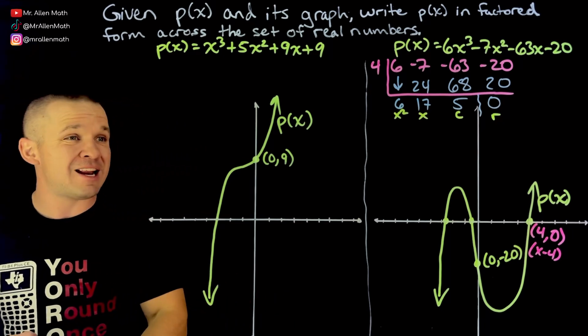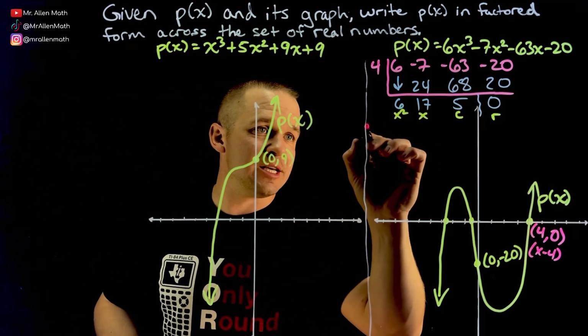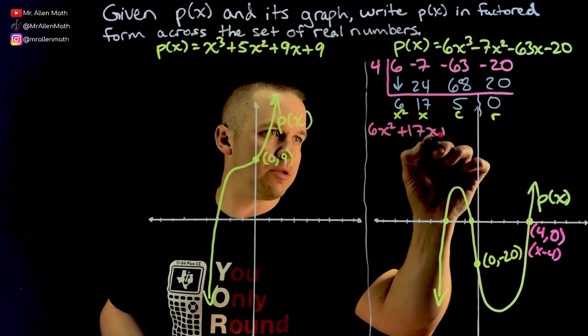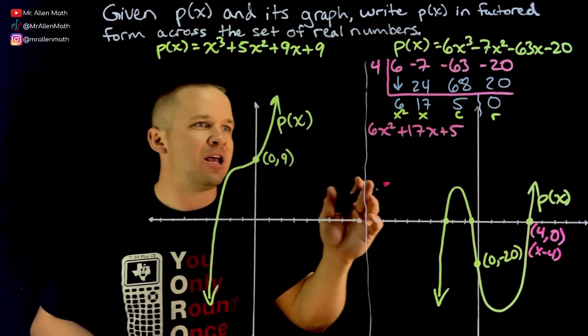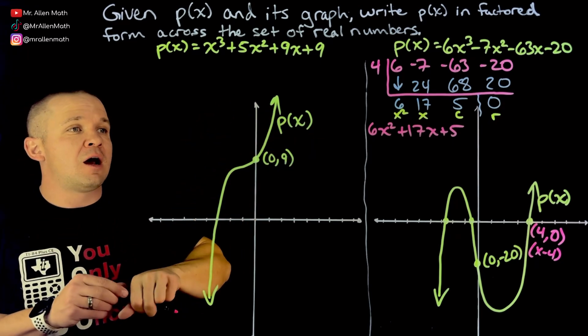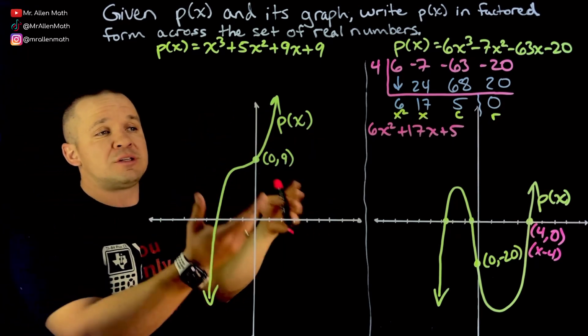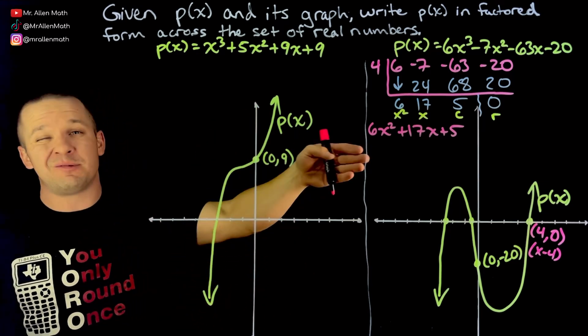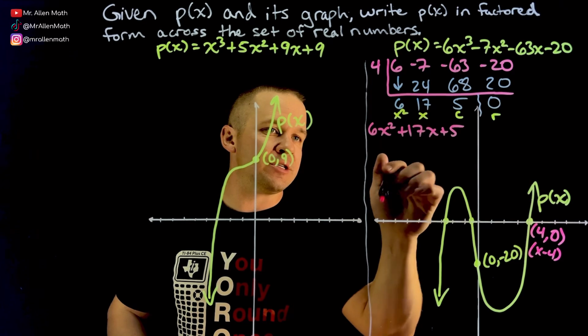So let's write it out: 6x squared plus 17x plus 5. And I want to just write it in factored form. Let's just factor this thing. I don't even need to set it equal to 0. I'm not asked to find my x-intercepts. If I was asked to, I would set them equal to 0. But for now, I just need to factor this.